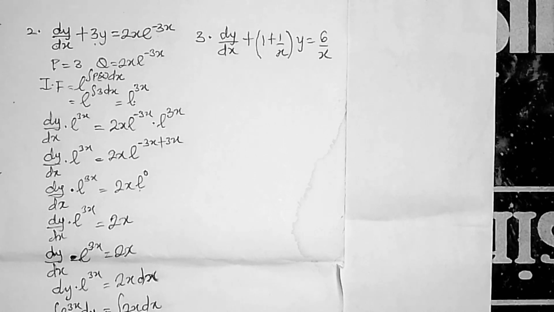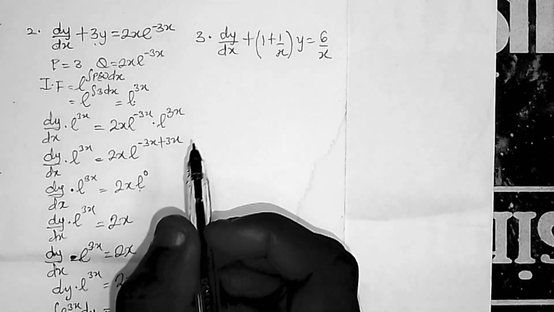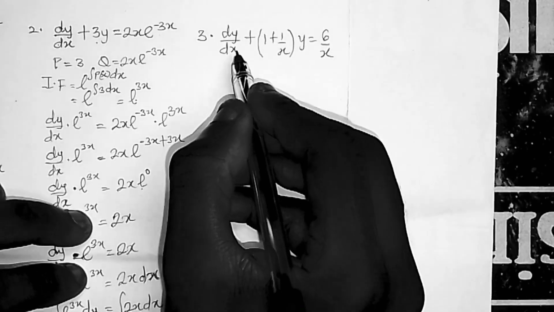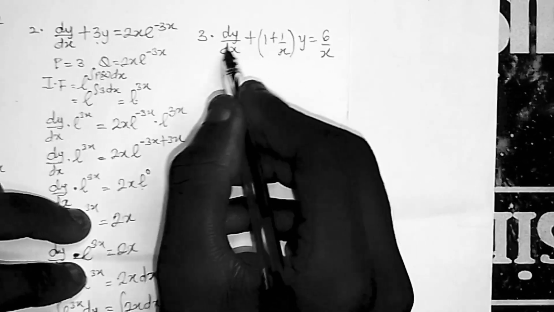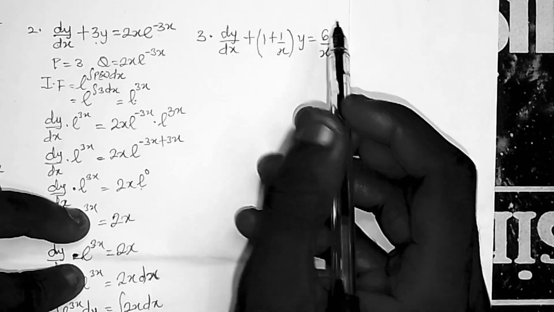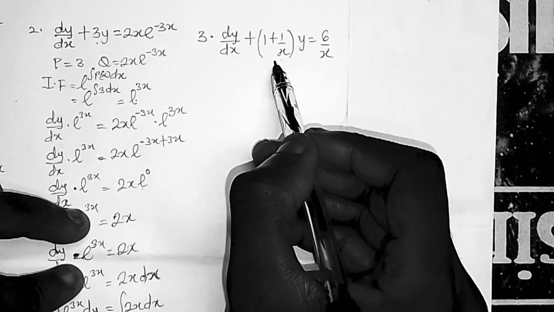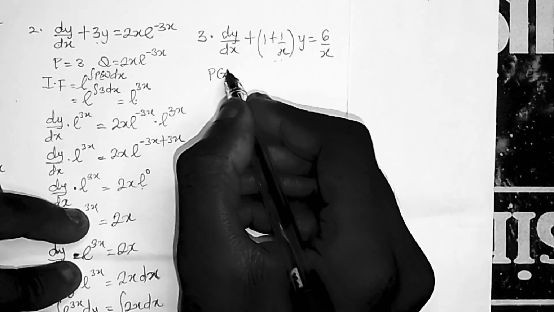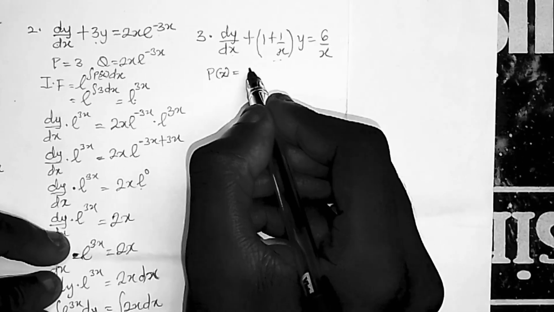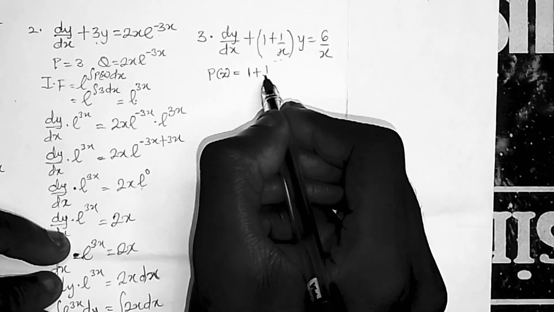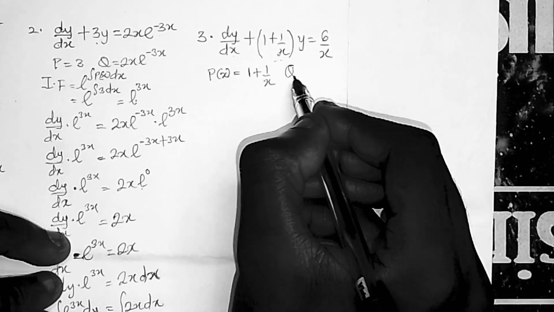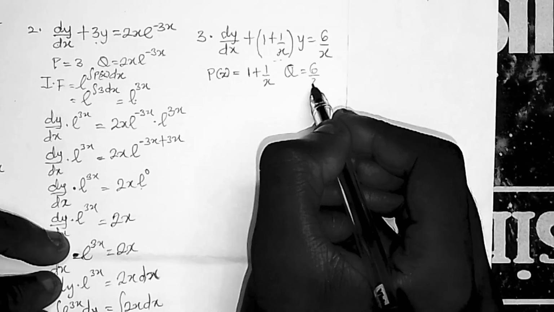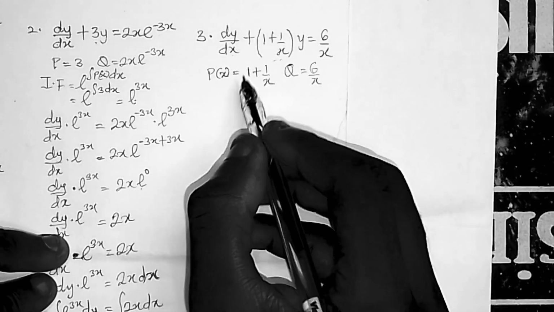All right, let's solve it together now. It is very simple. Don't forget the first step. This is your dy dx, it's already in the form. Anything beside your y is your p. So our p of x here is the same thing as 1 plus 1 over x, and our q is 6 over x.